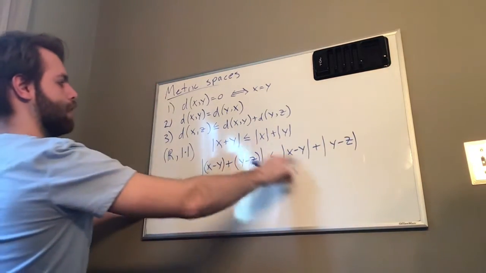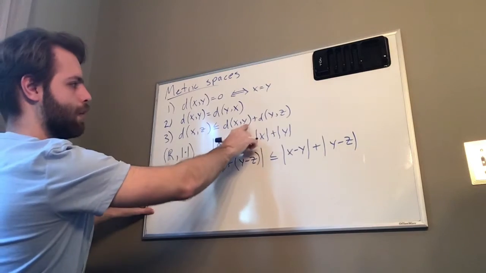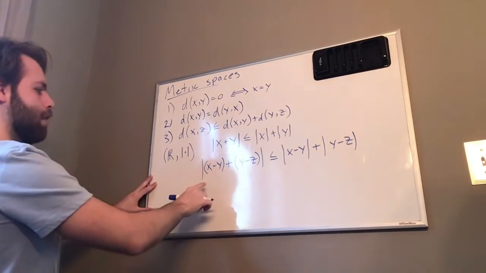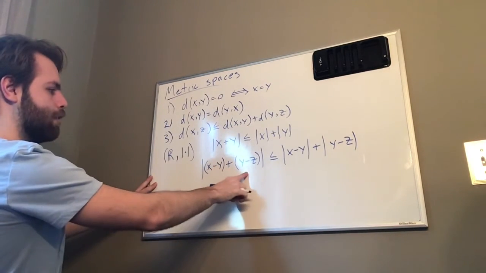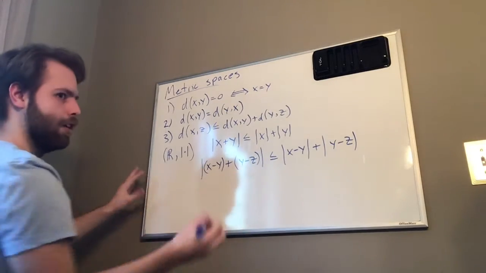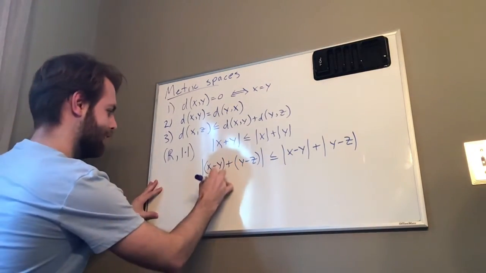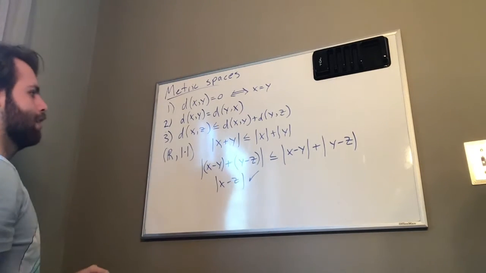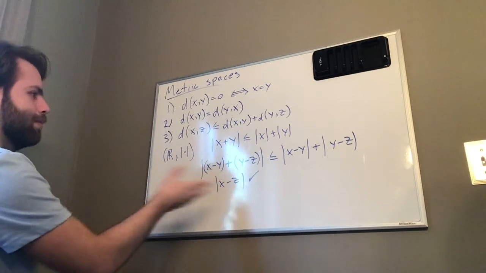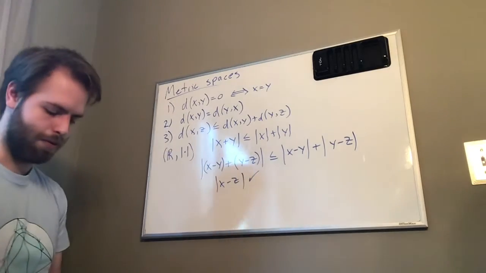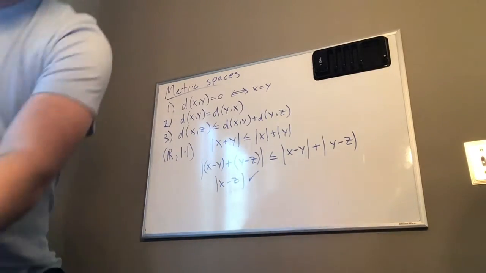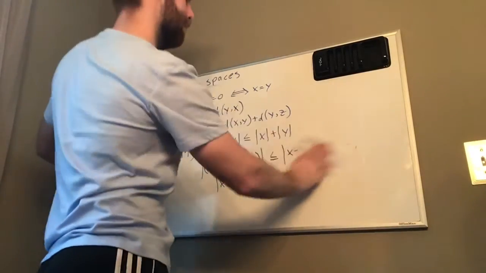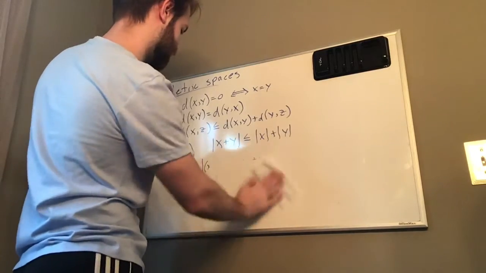So this side looks good. That's the same as here. X, y, z. This side I have a negative y and a positive y, right? So they cancel. I see where that's going. X minus z. We're good. Okay, so we're set for the real numbers under absolute value. Everything's been proven.